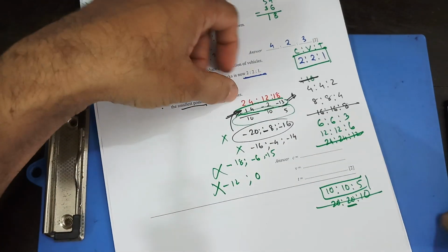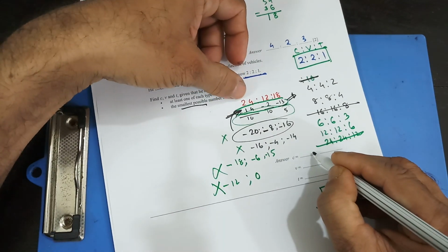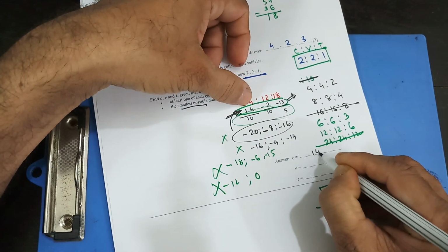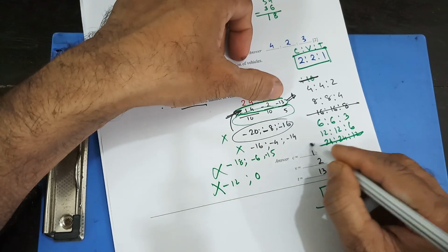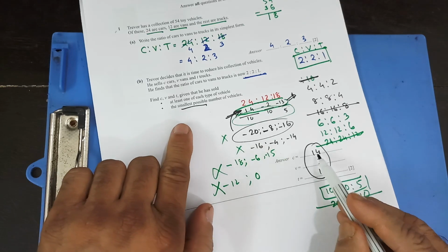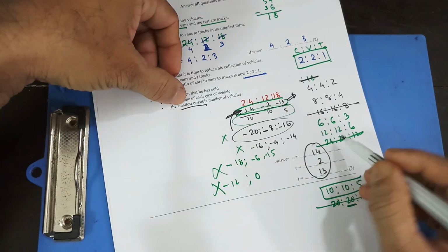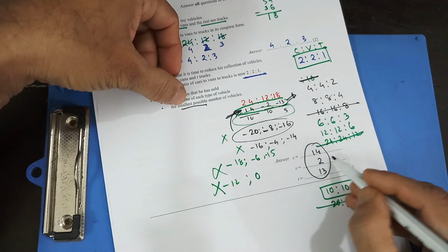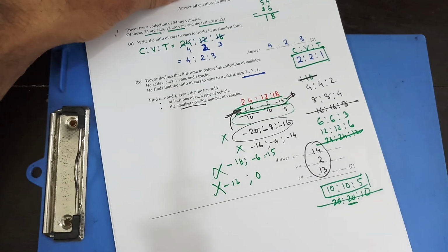So Trevor has to sell 14 cars, 2 vans, and 13 trucks. Now look, they fulfill all these conditions, at least one of each, and the smallest number, the rest of them are bigger. So that's what he's looking at. Okay, so this one is done.